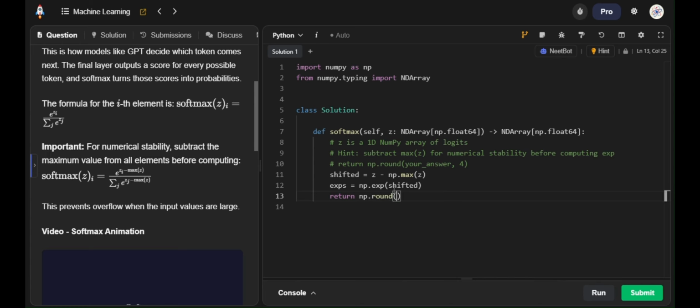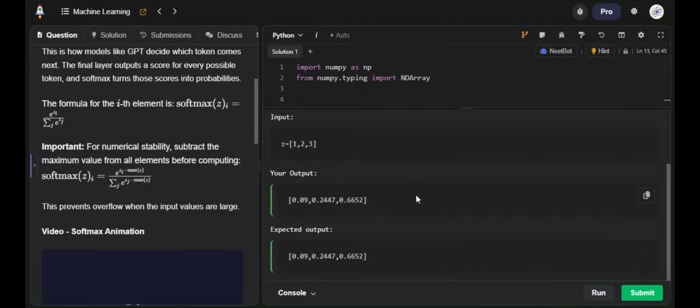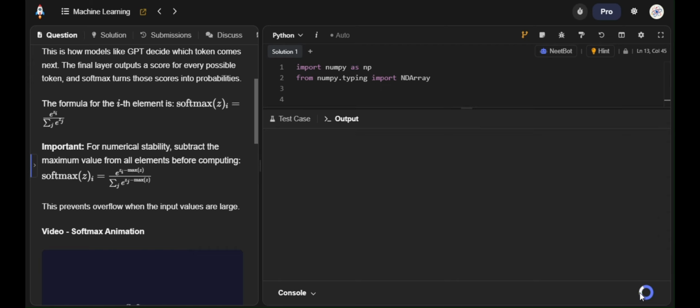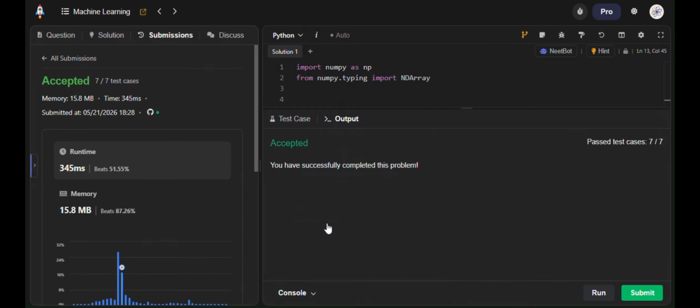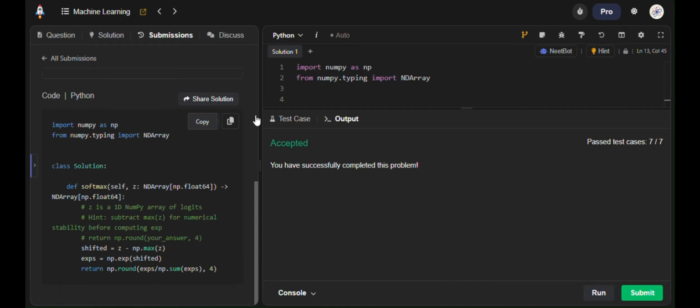np.round, then exps divided by np.sum of exps. And since we have to return it to 4 decimal places, so 4. Now let's test it. So yeah, it has passed the test cases. Let's submit it. And we have successfully implemented the softmax function.